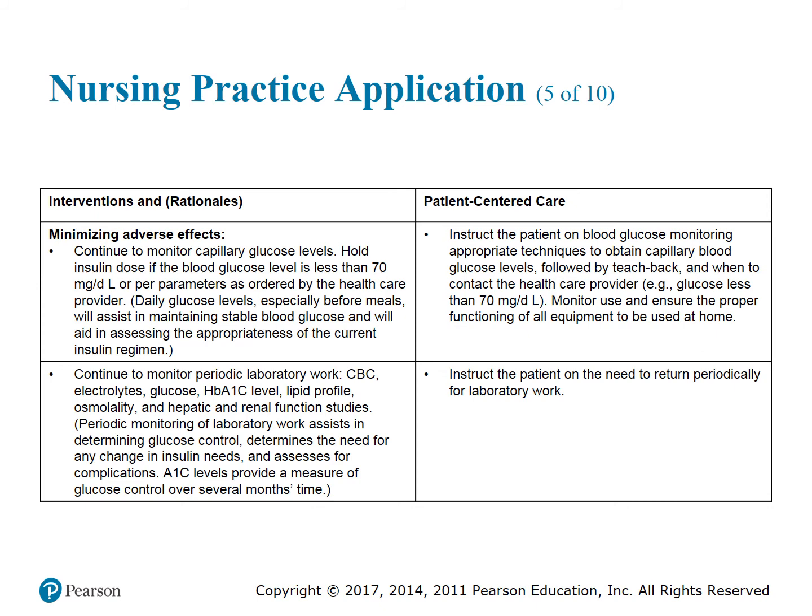So you can see how it's multifaceted. And the A1C level provides a measure of glucose control over several months. The typical average is 90 days or 3 months. All right. Lab work should be done periodically. And if a patient is uncontrolled, I'm digressing.